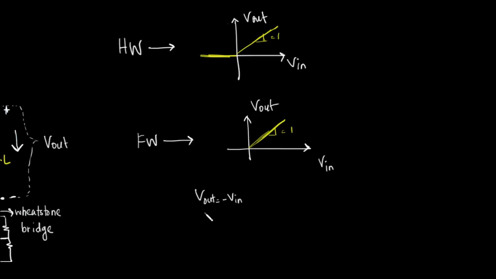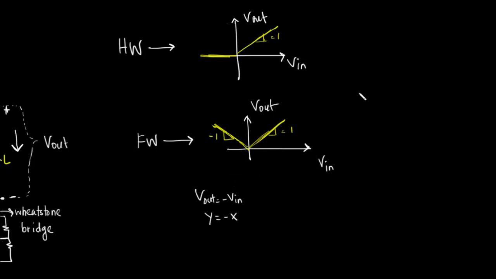What is this graph? Well, this is the graph of y equals minus x. So this graph looks like this, and the slope of this part is minus 1.